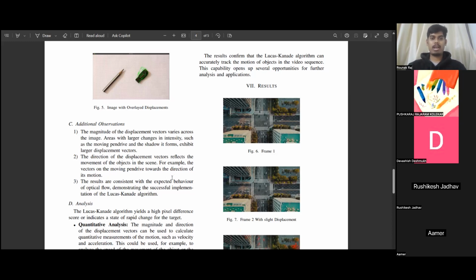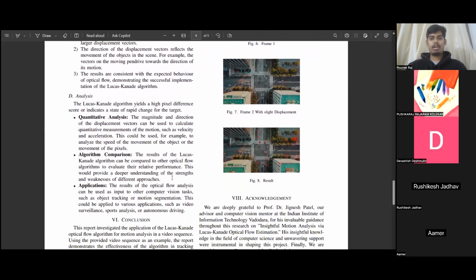The fourth part is analysis. So in analysis, what we saw is the quantitative analysis: the magnitude and direction of the displacement vectors can be used to calculate the quantitative measurements of the motion, such as velocity and acceleration.